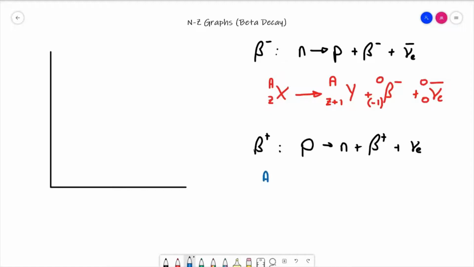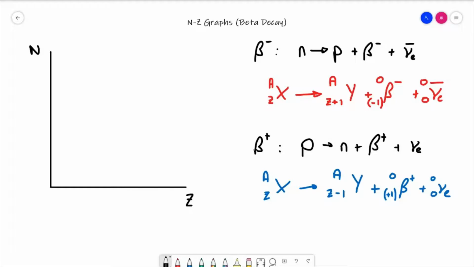The same for beta plus. We start with AZX. Remember, we are losing a proton, so our proton number becomes Z minus 1 and therefore a different element. It's still A for the nucleon number because we haven't changed the total number of nucleons. Our beta plus particle, 0 and +1 if we're going to put the numbers on, and then our neutrino, 0 and 0 again for the numbers.